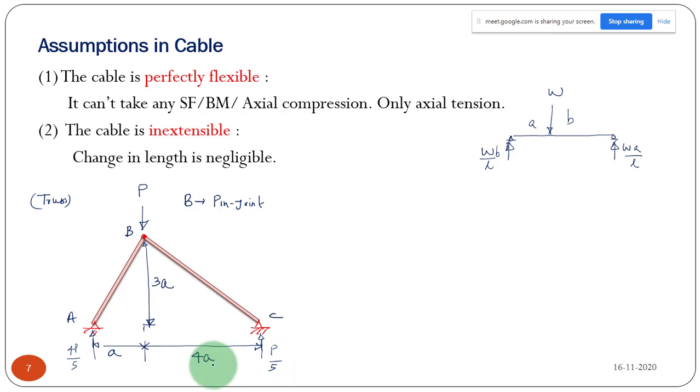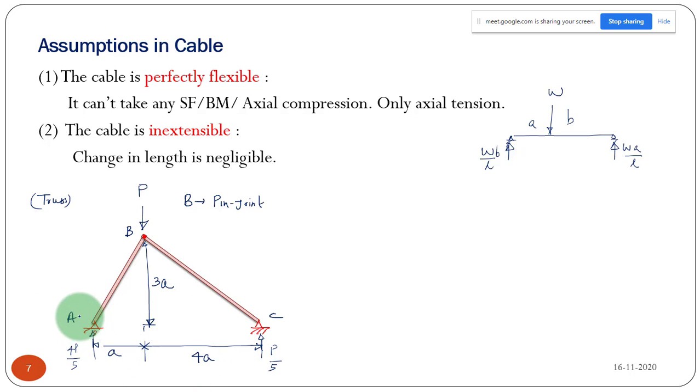Okay. So if you have doubt, you can use the equilibrium equation. You can get this reaction value. So this will be 4P by 5. This will be P by 5. You can directly write this. You can directly write this value by looking at this proportion, 1 is to 4. So 1 is to 4 ratio. Okay. So this is the vertical reaction.